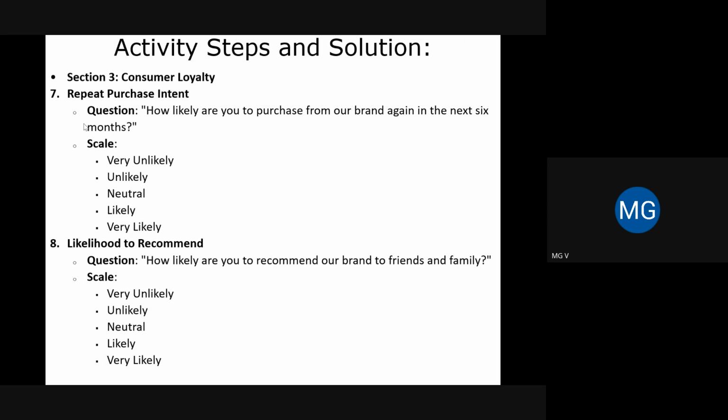Section 3 can be related to consumer loyalty, and here we can discuss repeat purchase intent and likelihood to recommend. Now you see, it will cover all the dimensions of your study. So it has to be thoughtfully prepared. How likely are you to purchase from our brand again in the next 6 months? Very unlikely, neutral, very likely. And it should cover all of your objectives. After this questionnaire, you should get answers to all the objectives that you have to achieve.